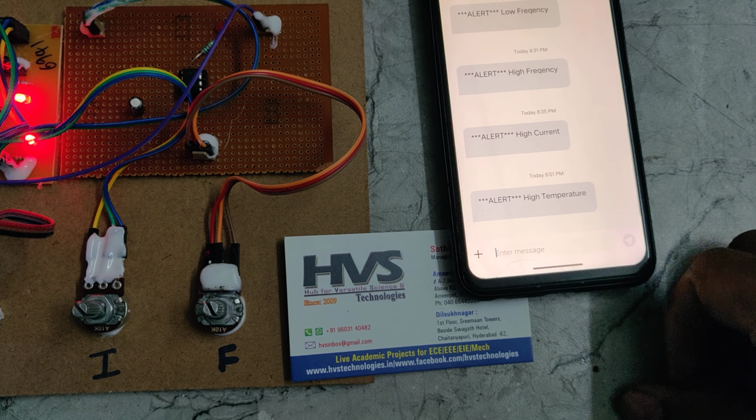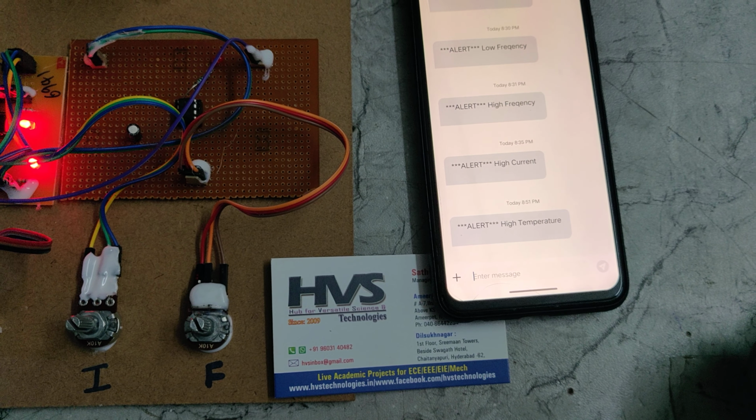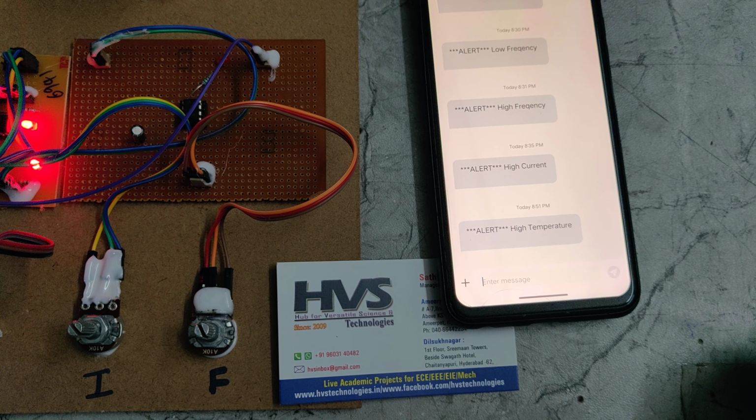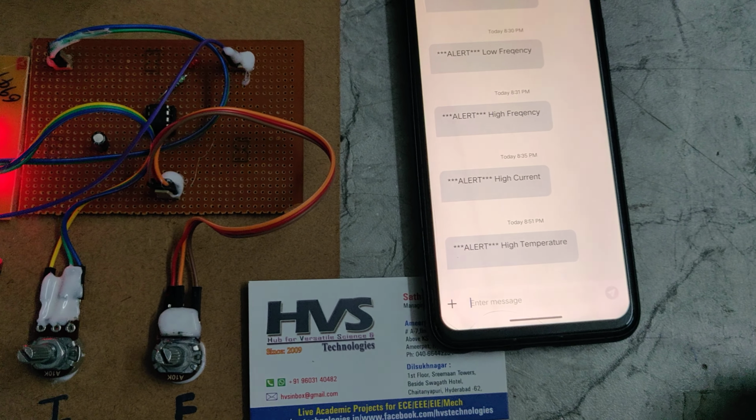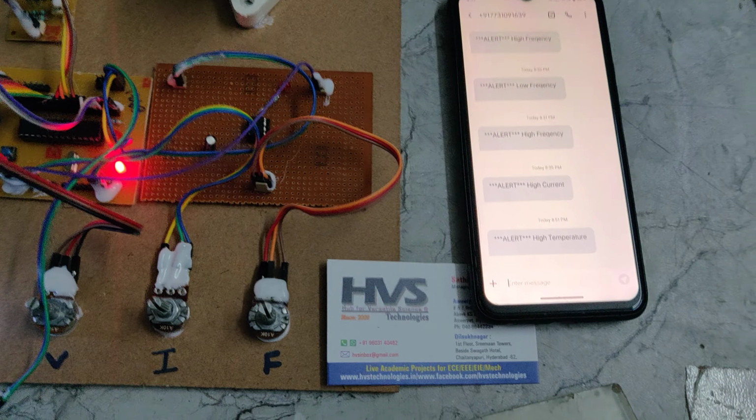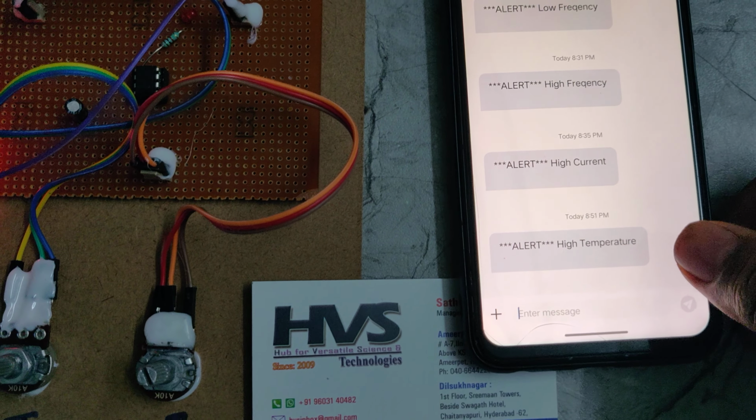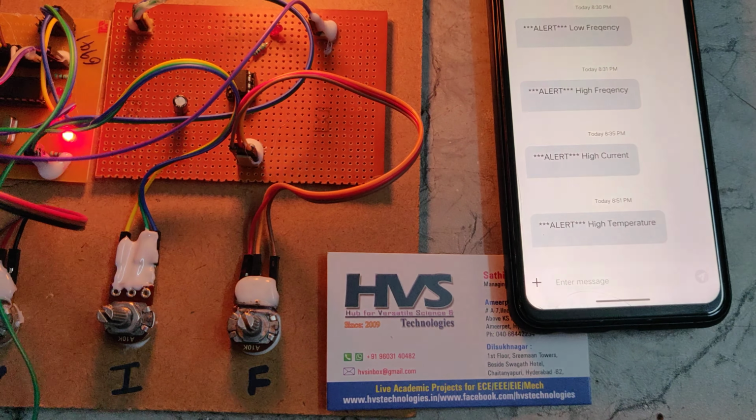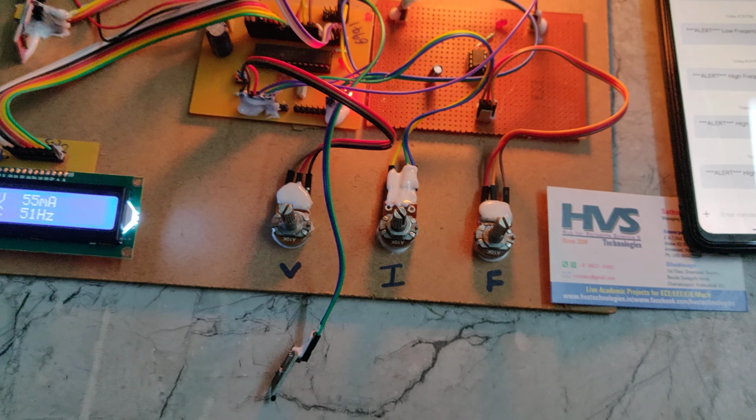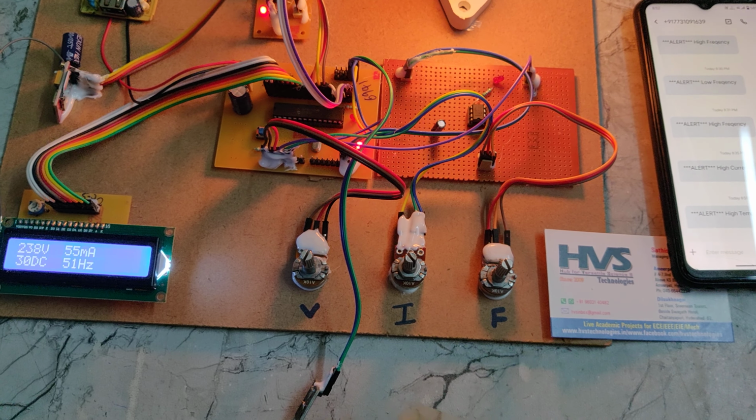So we got the message of a high temperature alert. We set the temperature limit to 40 degrees centigrade. Whenever the temperature is above 40 degrees centigrade, the system sends the message alert.